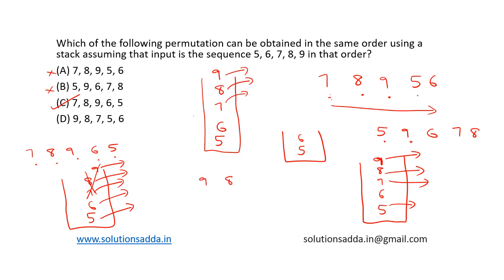9, 8, 5, 7, 6. Let's draw the stack. To get 9, let's push 5, 6, 7, 8 and 9. Now we pop it, so we get 9. Now we pop 8, so we get 8. Now we pop 5, now we pop 7, we get 7. Now to get 5, we have to pop 6 first. So this order is also not maintained. Option D is also not the right answer. So the correct option is option C.